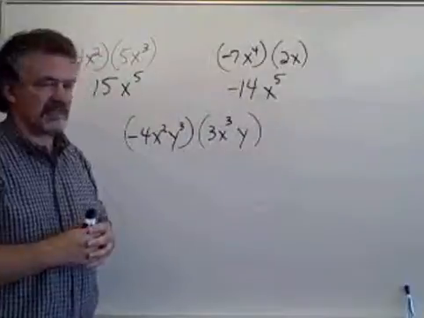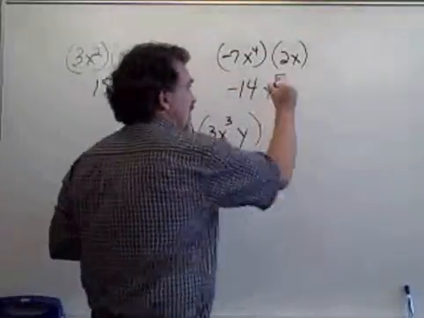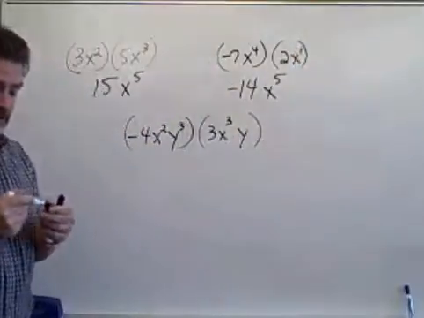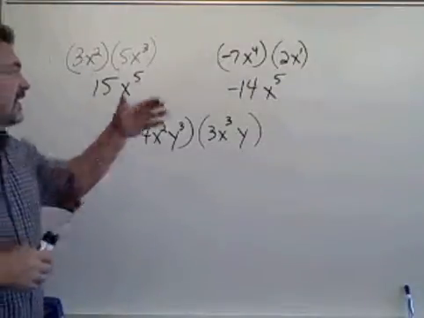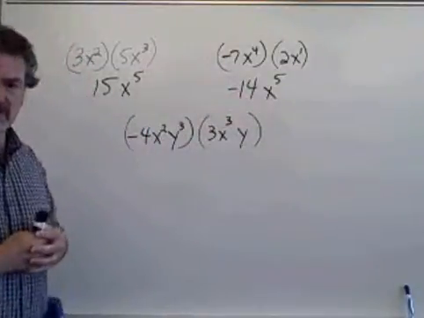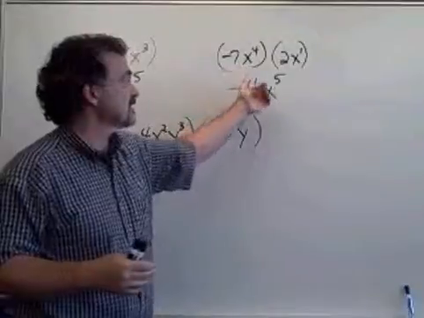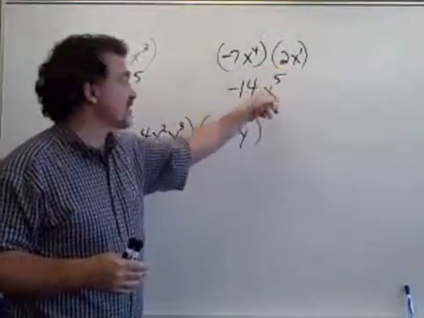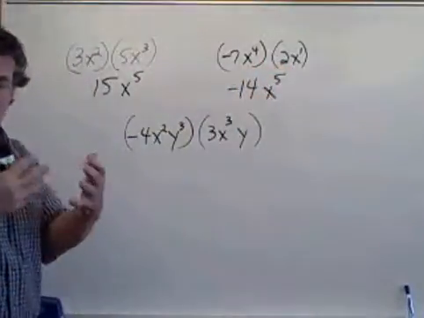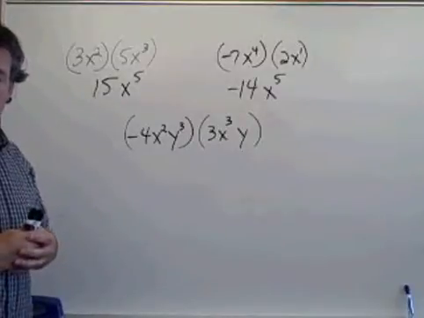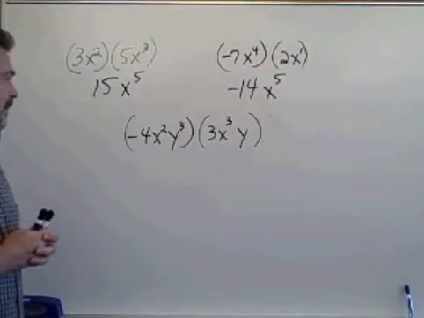X to the 4th times x to the 1st. Remember, when no coefficient is written, the understood coefficient is 1. X to the 4th times x to the 1st is x to the 5th. This says I have 4 x's, 1 more x being multiplied, that's 5 x's being multiplied. That's written x to the 5th when we use exponent shorthand.